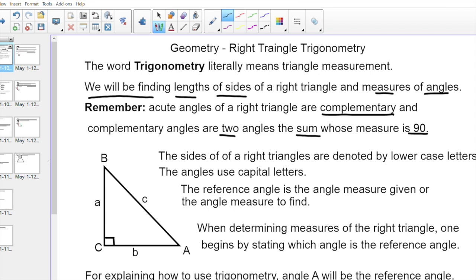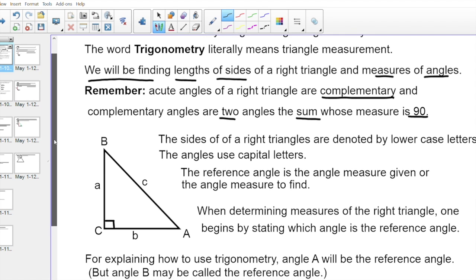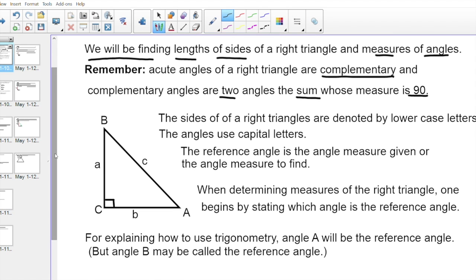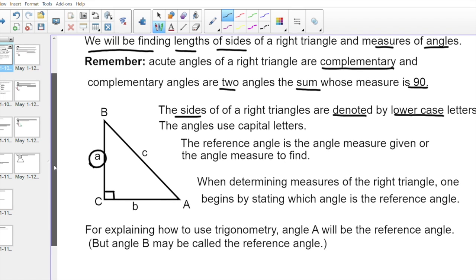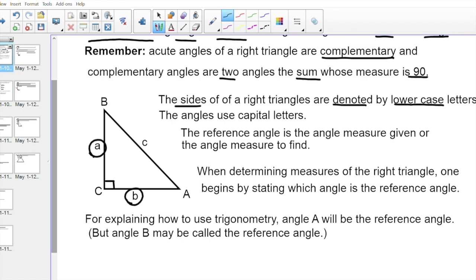Now, also when we're talking about a right triangle, the sides are denoted by lowercase letters. So if you look at my diagram, a, b, and c are sides, and they're lowercase. The angles use capital letters. So if you look over here, this is capital B, and of course the right angle is always capital C in this case, and this is capital A.